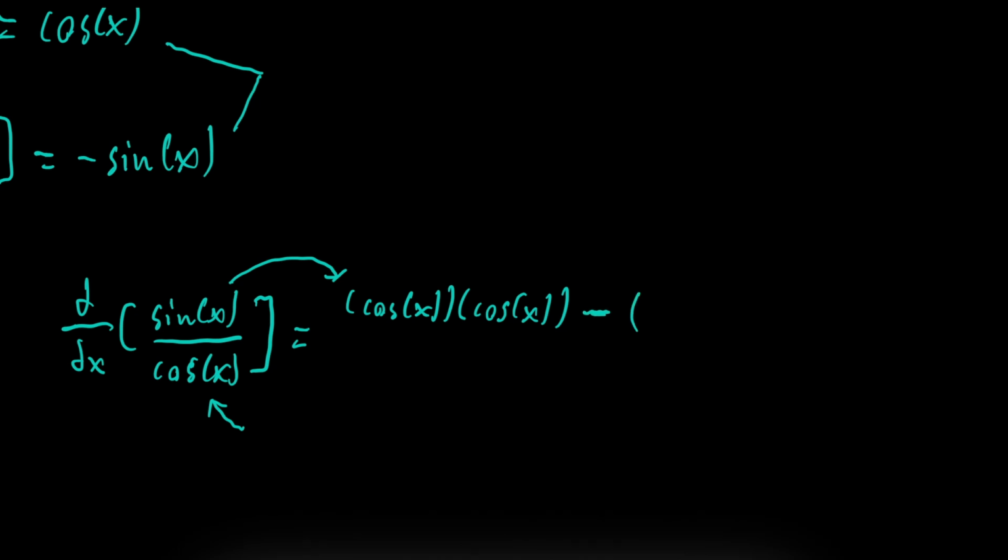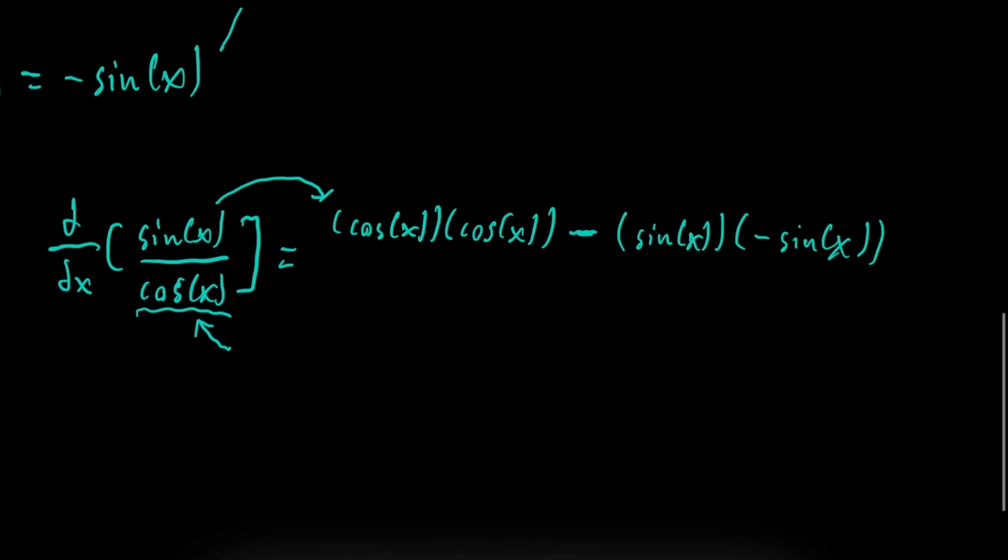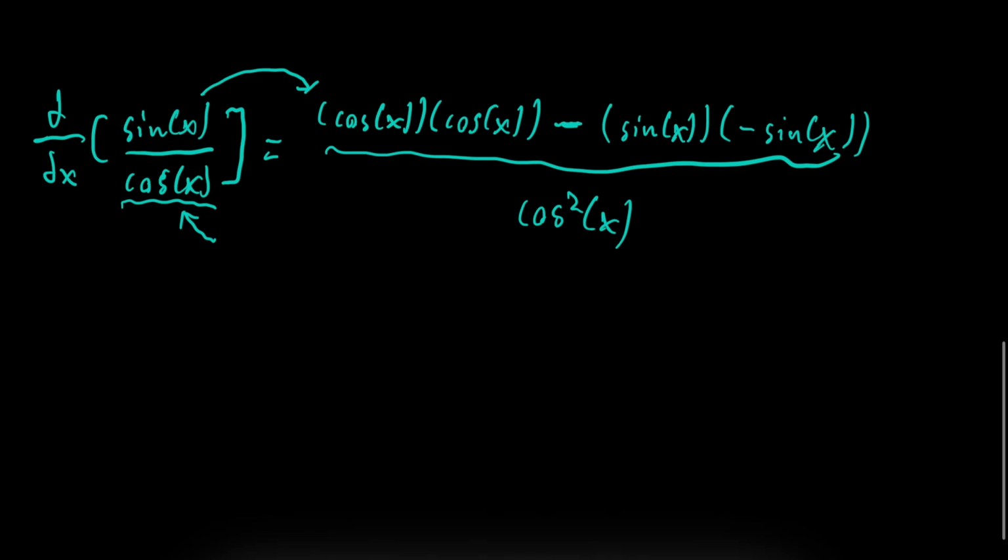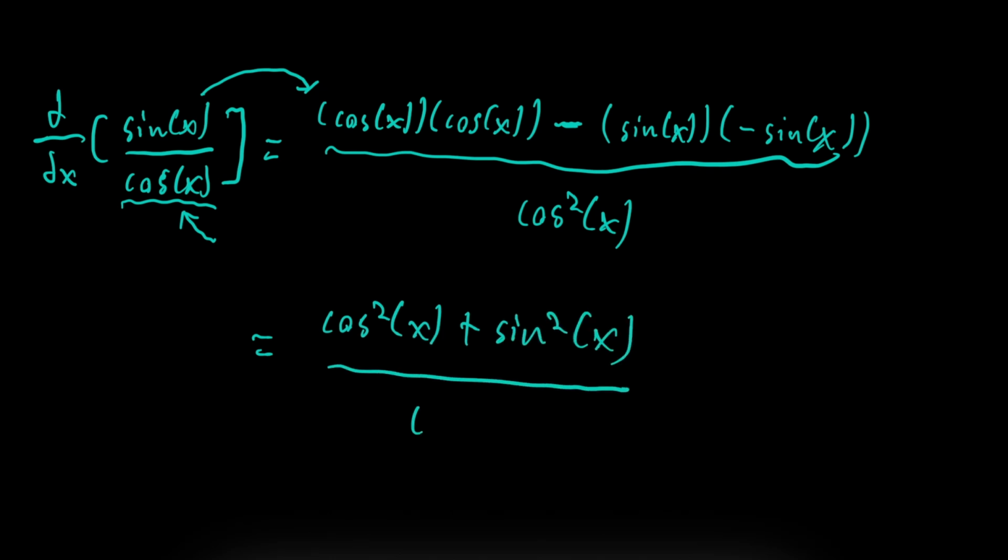Minus, you remember that, right? Sine of x times the derivative of cosine of x right here, which as we previously established is negative sine of x, okay? All of this over, that is a very messy line, all of this over cos squared of x, right? So then if we simplify this out, you can probably see what's happening, right? We have cos squared of x plus sine squared of x. This is your Pythagorean identity. This is equal to 1 right here, right?